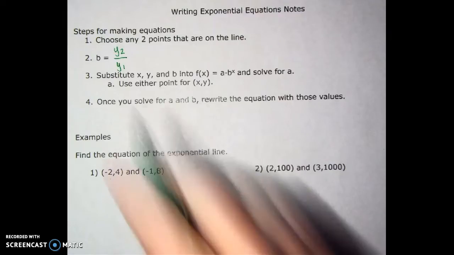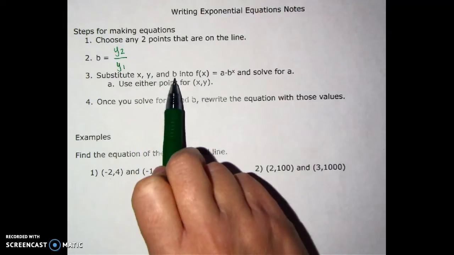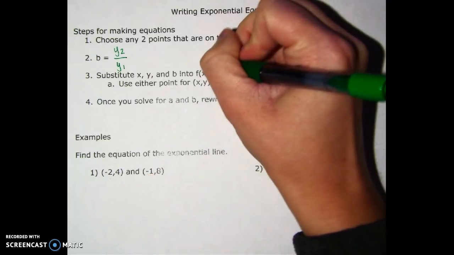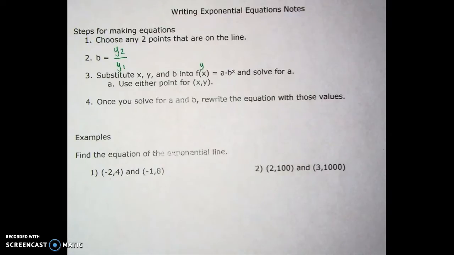After that, you're going to substitute the x, y, and b into this lovely equation right here. And remember that f of x is the same thing as saying y. And you'll use that equation to solve for a. And it doesn't matter which point you use. I usually just always use the first one, but that's up to you. And last step is once you solve for a and b, rewrite the equation with those values. So let's go ahead and try number 1.